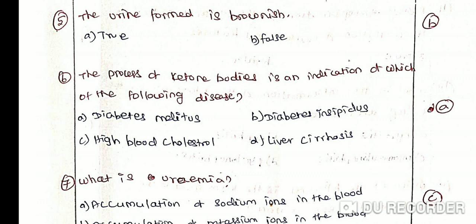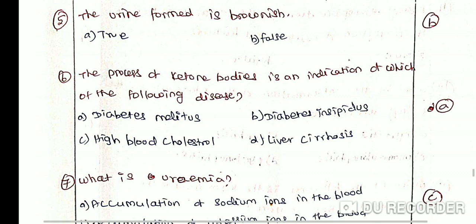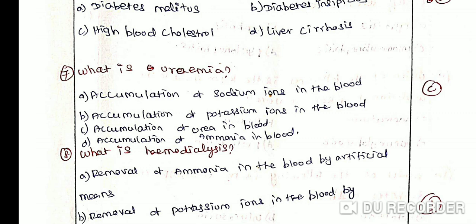Explanation: analysis of urine helps in clinical diagnosis of many metabolic disorders. For example, the presence of glucose, or glycosuria, and ketone bodies, or ketonuria, in urine indicate diabetes mellitus. Next question. What is urinemia?